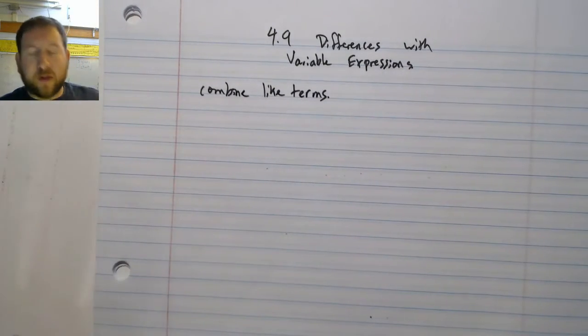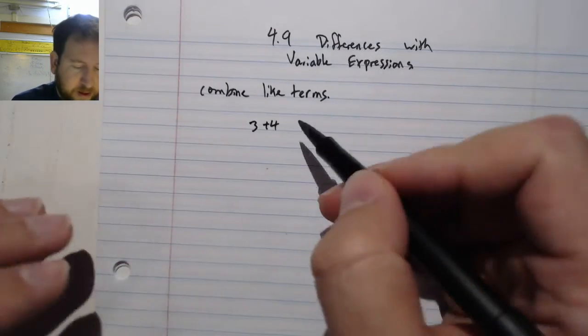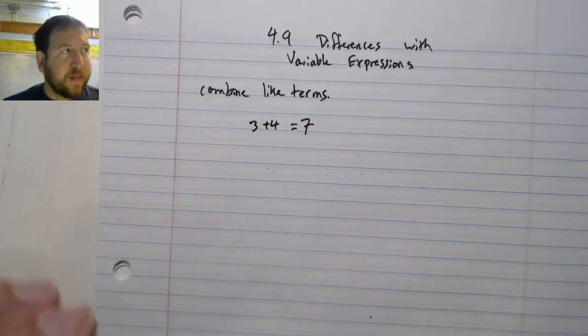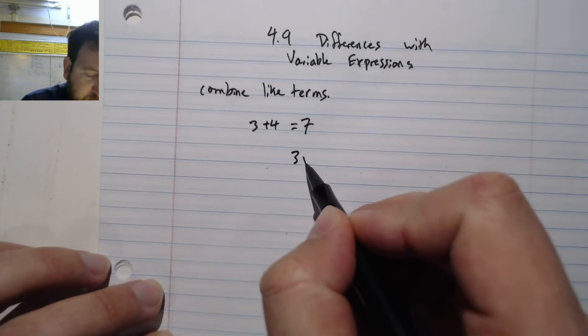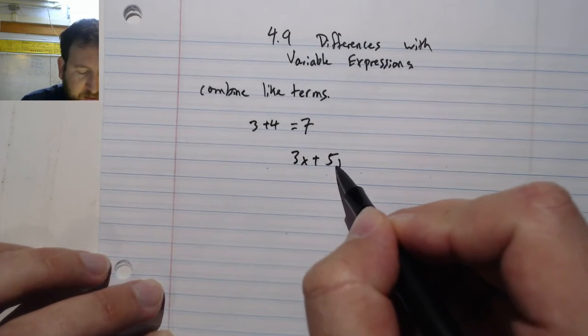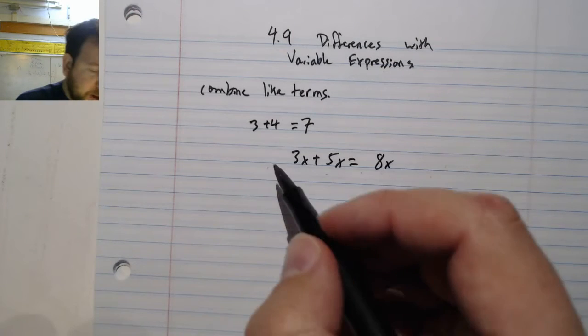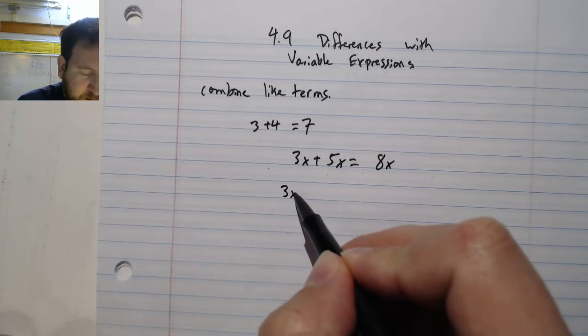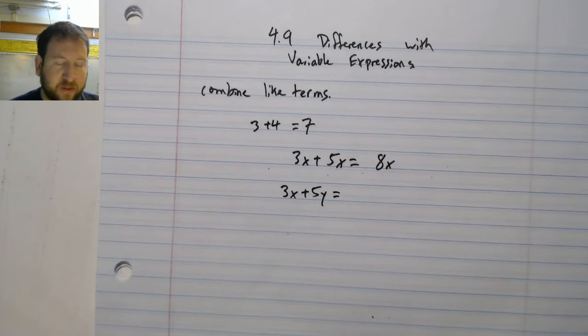That means, remember again, I can always add 3 plus 4 into 7 because they are like terms. They're similar. I can add them. And I can add 3x plus 5x to get 8x because they're like terms. But if I have something like 3x plus 5y, I can't add them. They're different terms and they're different units.